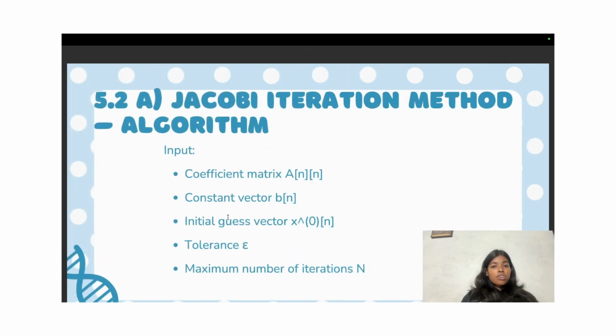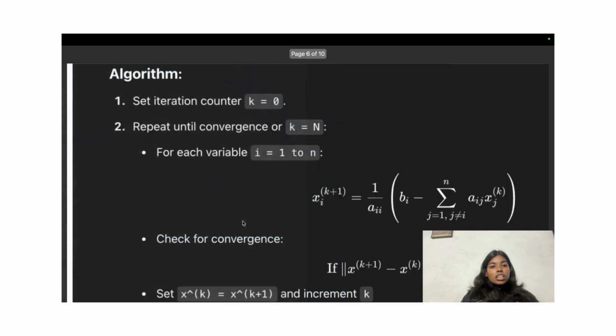Now we will see the algorithm for Jacobi iteration method. Input coefficient matrix A (n×n), coefficient vector b (n), initial guess vector x to the power 0, tolerance, and maximum number of iterations. Algorithm: first, set iteration counter k equal to 0.